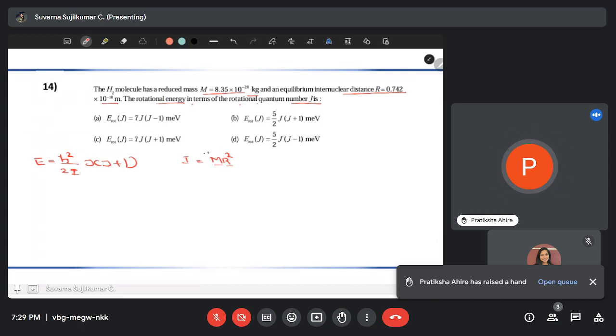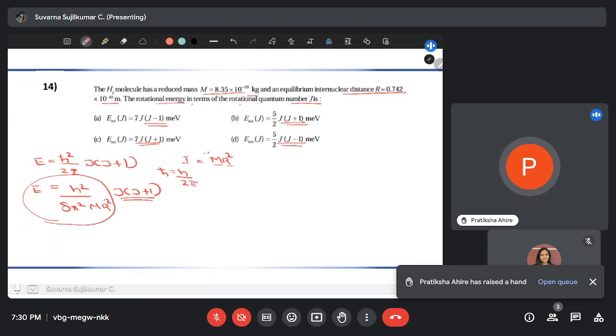And this expression, when you remove the h bar value, h bar means h divided by 2 pi, we write the equation as h square divided by 8 pi square mu r square into J into J plus 1. Now we are not worrying about the J term, okay? Anyway, we have to express the equation in terms of J into J plus 1. We have seen that, right? We only have to solve this entity, then we will reach the answer. So let's solve that equation.